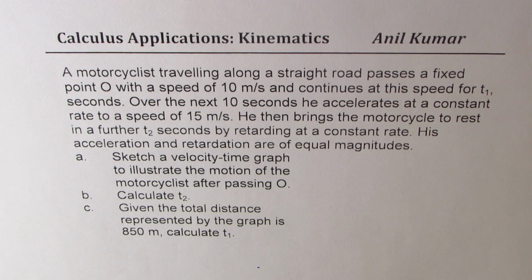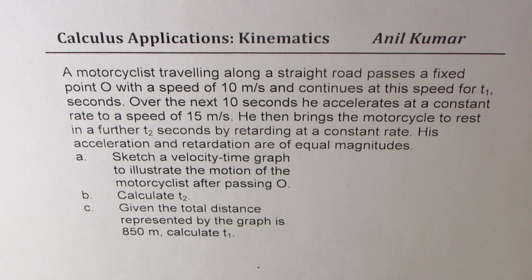The question here is, a motorcyclist traveling along a straight road passes a fixed point O with a speed of 10 meters per second and continues at this speed for t1 seconds. Over the next 10 seconds, he accelerates at a constant rate to a speed of 15 meters per second. He then brings the motorcycle to rest in a further t2 seconds by retarding at a constant rate. His acceleration and retardation are of equal magnitudes.